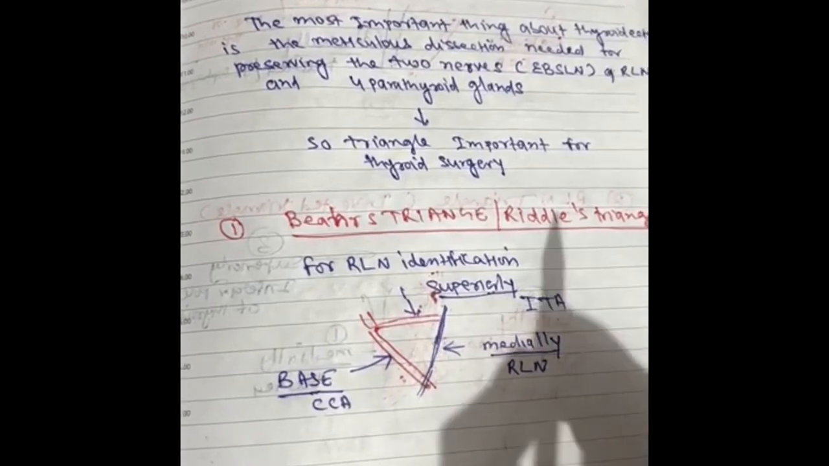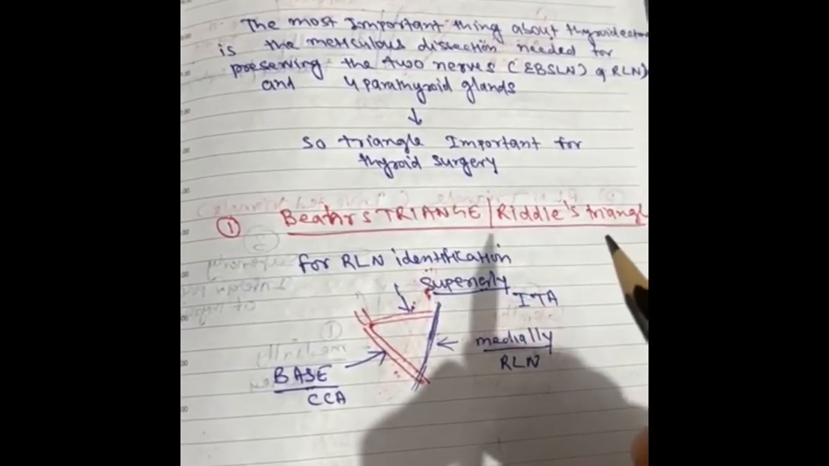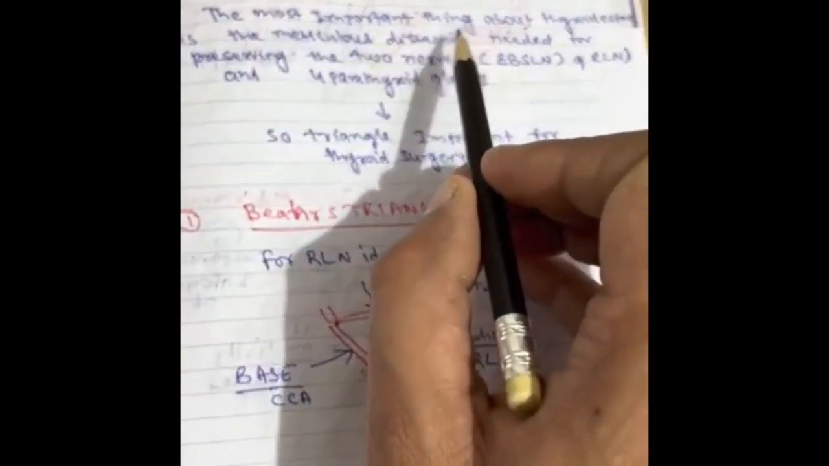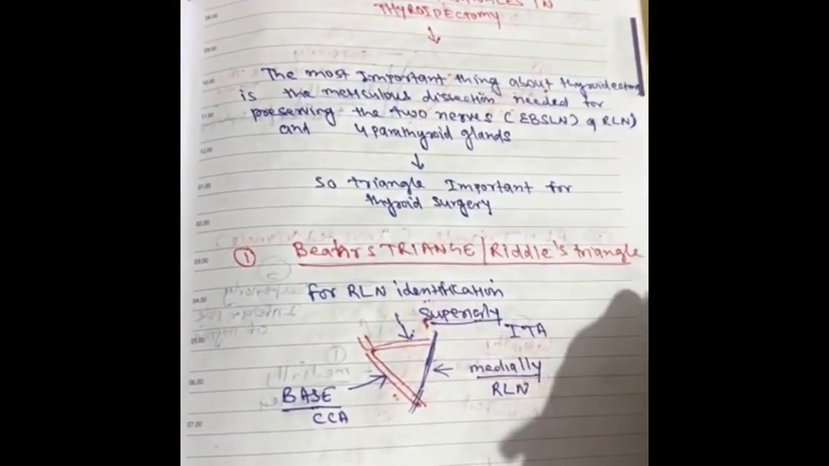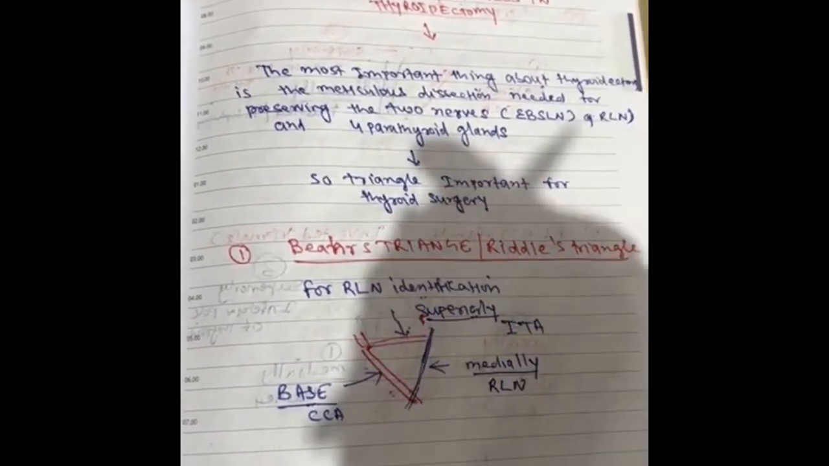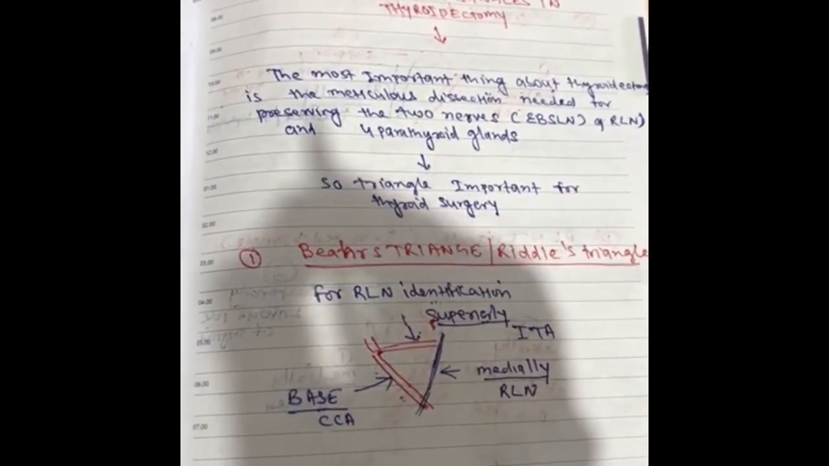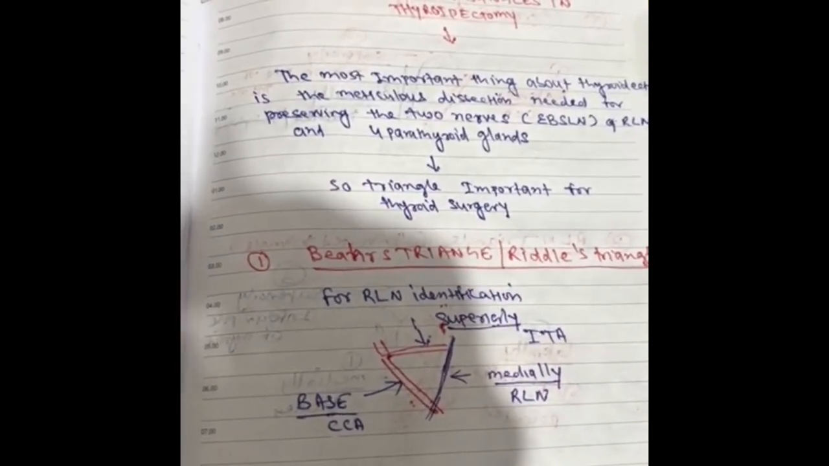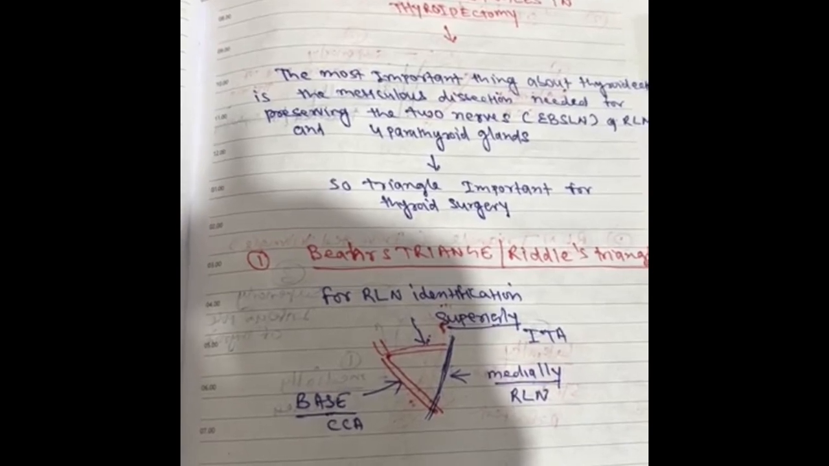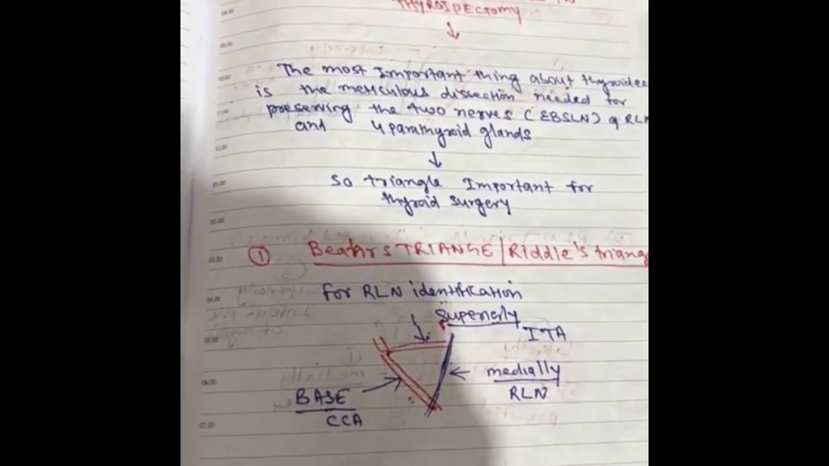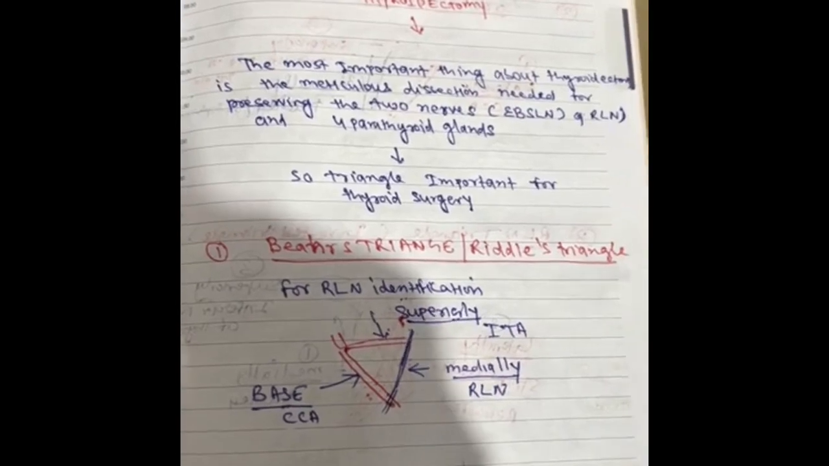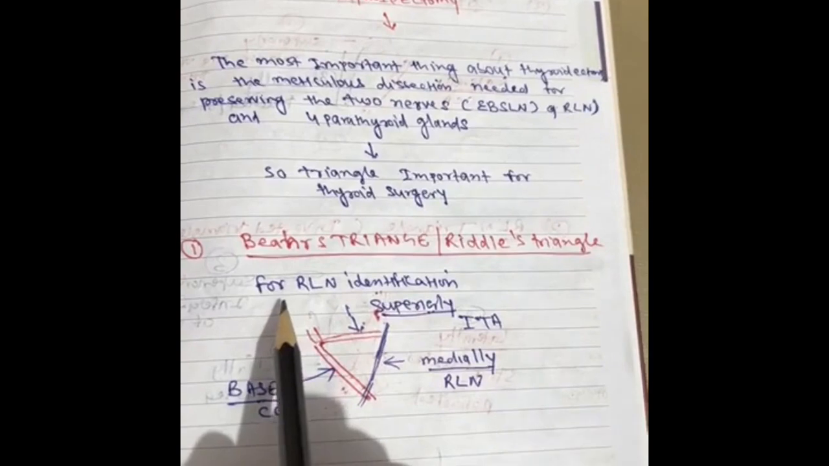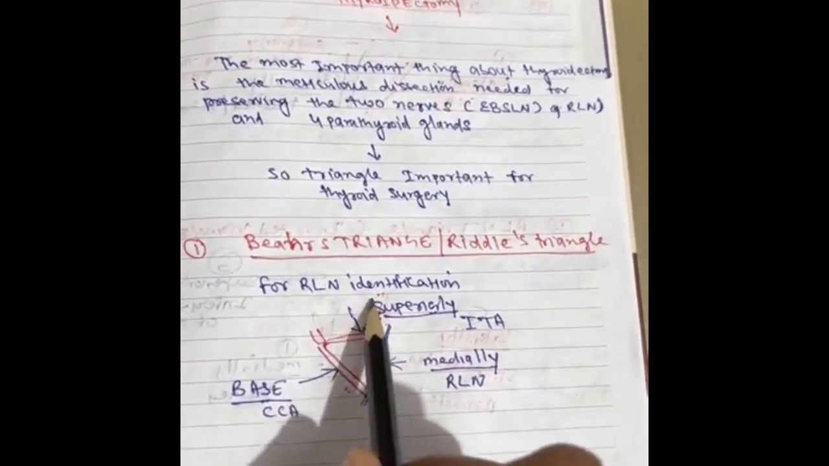Hi guys, this topic is about important triangles in thyroidectomy or thyroid surgery. The most important thing about thyroidectomy is the meticulous dissection needed for preservation of the two nerves, the external branch of the superior laryngeal nerve and the recurrent laryngeal nerve, along with the 4 parathyroid glands. The triangles important for thyroid surgery are, first, the OH-V triangle, or you can say by another name Riedl's triangle, they are the same. This is for preservation of the recurrent laryngeal nerve.